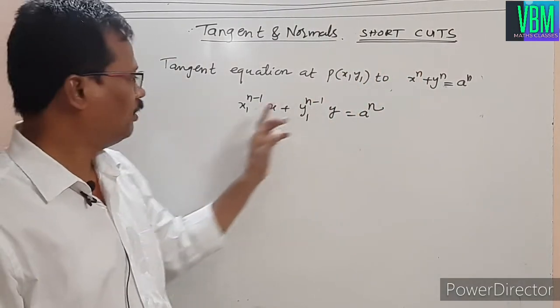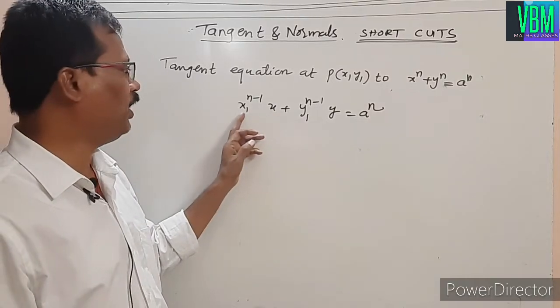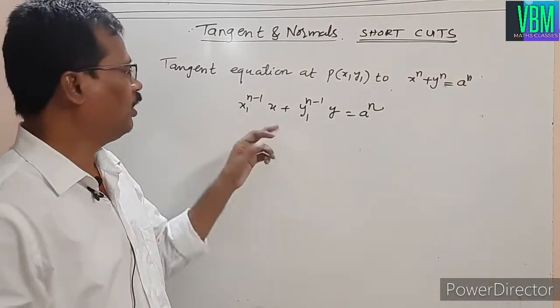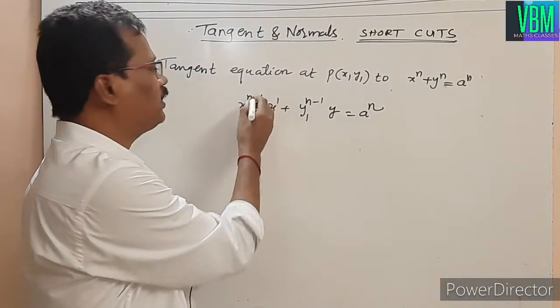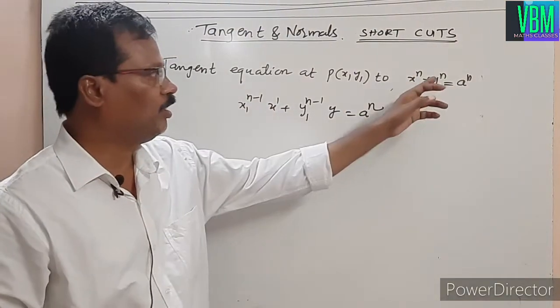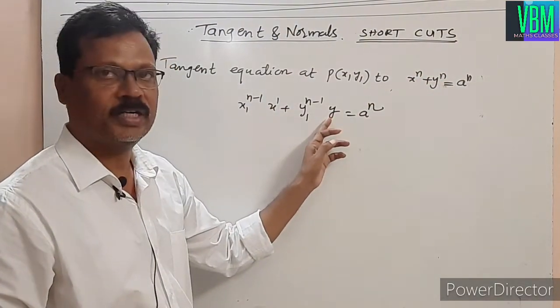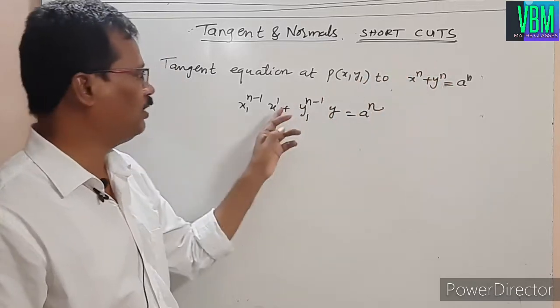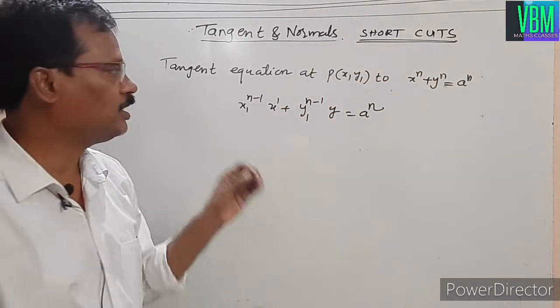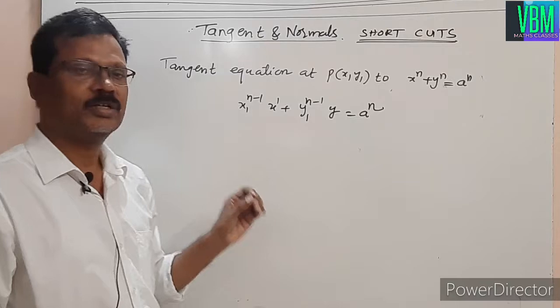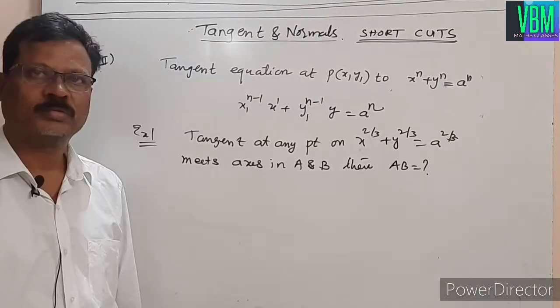From the x power n, one x is separated, remaining x1 power n minus 1. Now if you see the degree again, this 1 plus n minus 1 will be n. Now y power n, one y is separated, remaining degree n minus 1, that we write in terms of y1. This is the simplest method we use in many problems.